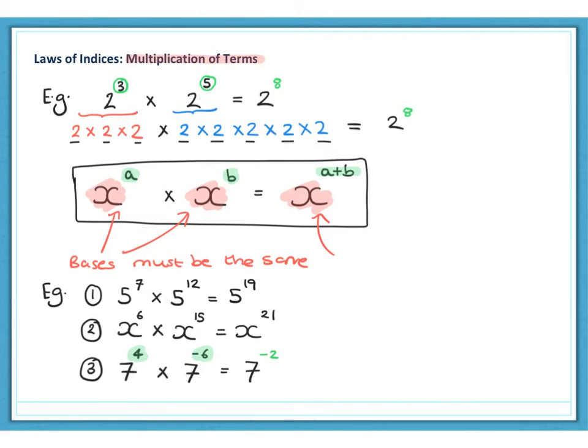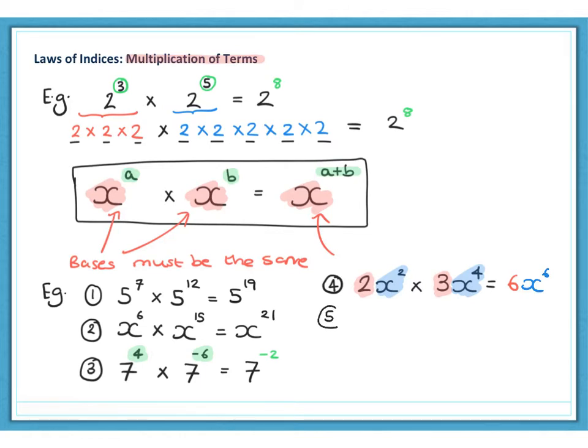Let's do a few more examples. What if we had 2x squared multiplied by 3x to the power of 4? Well, we have a 2 multiplied by a 3 here, if we look at the multipliers, or the coefficients as we sometimes call them. 2 multiplied by 3 simply gives us a 6. And then, of course, we have to make sure we deal with x to the 2 multiplied by x to the 4, which gives us x to the power of 6. So we end up with 6x to the power of 6.